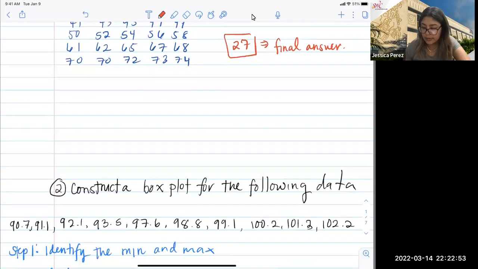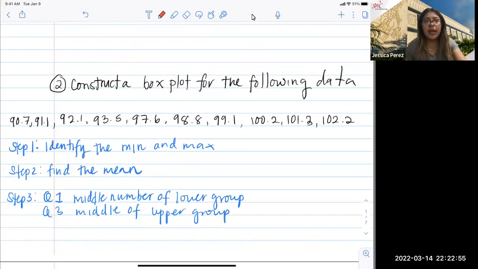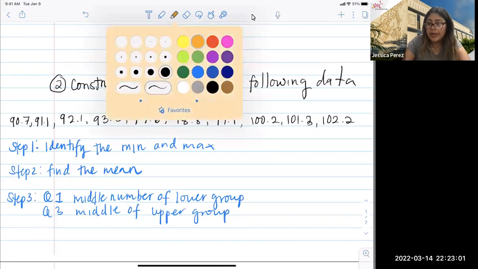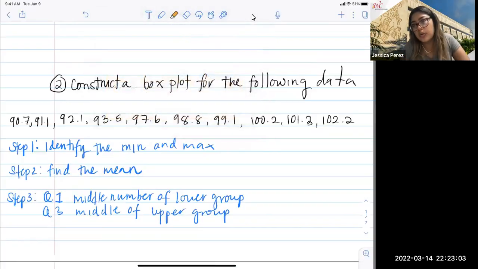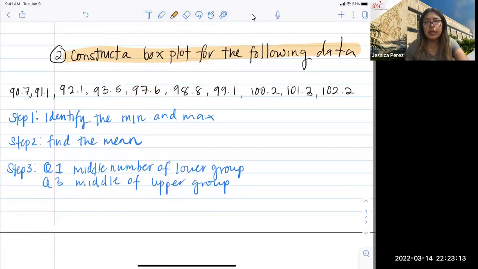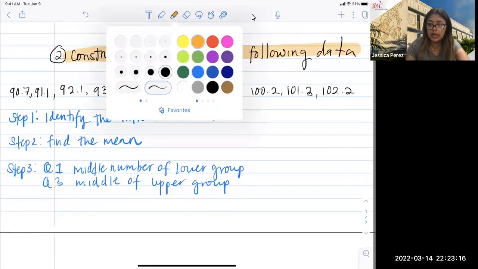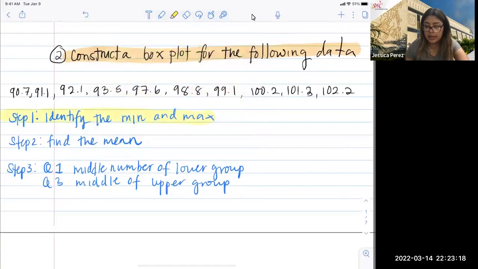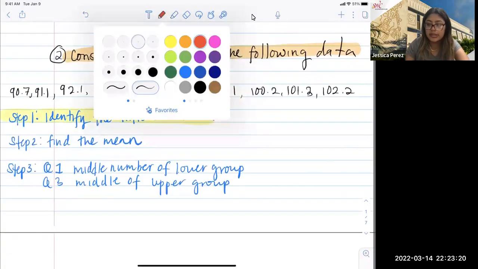All right, next one up. We have particularly some of the data here. Again, this is not in order by section, so please make sure you know how to do everything from sections 12.1 through 12.5. So construct a box plot for the following data. I actually listed here the steps you need to take. Step 1, you have to find the minimum and the maximum of this data.